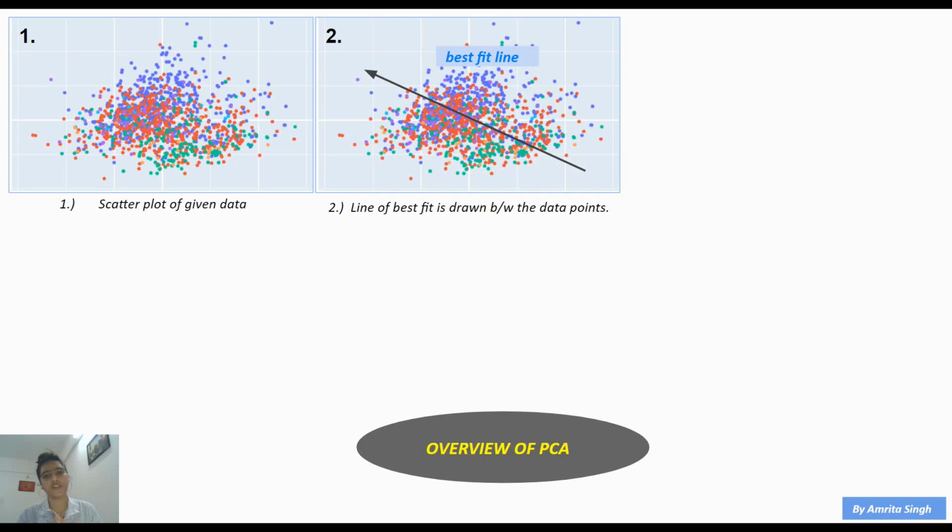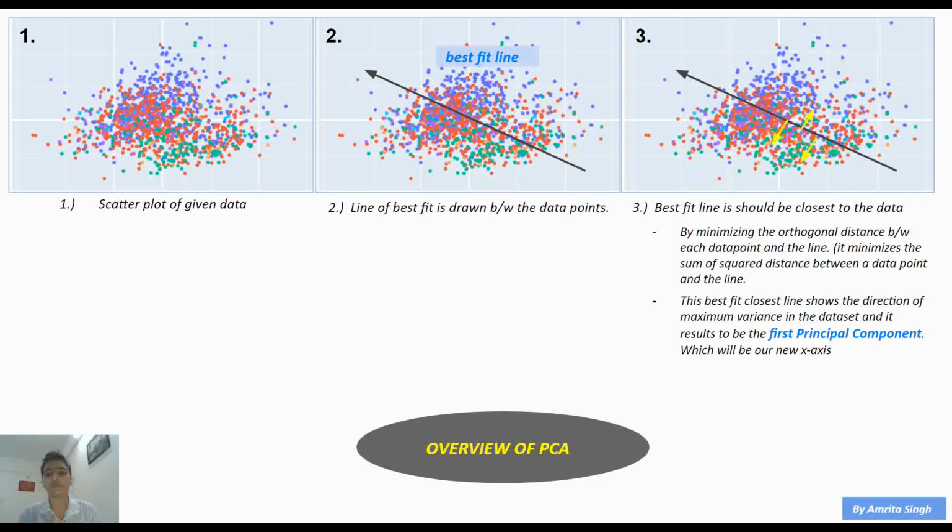So PCA tries to generate the best fit line between the data points, and it tries to minimize the orthogonal distance, the perpendicular distance between each data point and the best fit line. So this best fit line captures the maximum variance in the data set. If you remember, I said that the first principal component captures the maximum variance. So technically, this best fit line is our first principal component, which will act as our new x-axis, where we would be projecting our original data set to the new feature space.